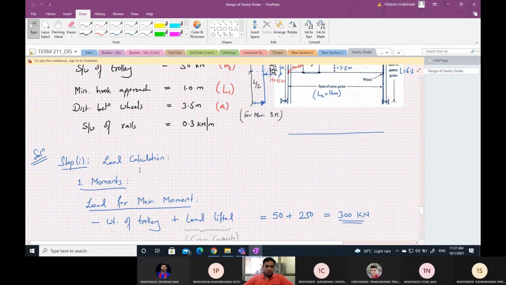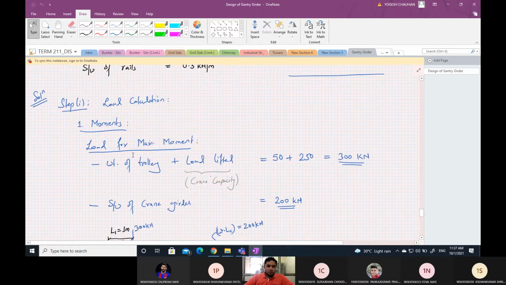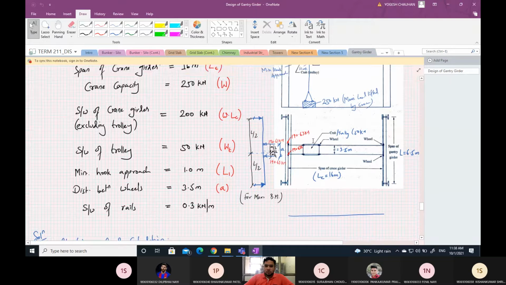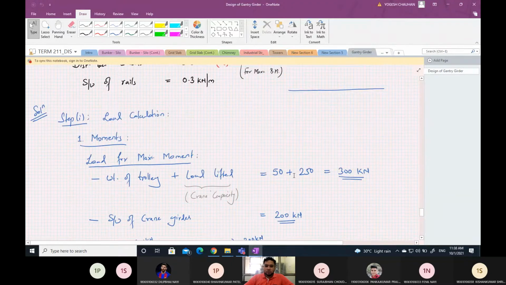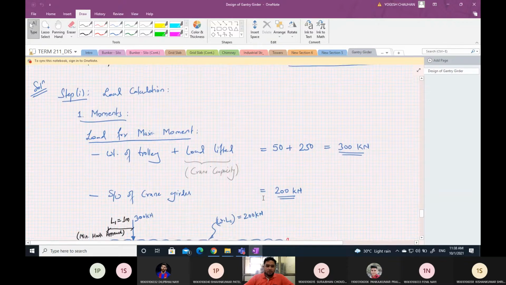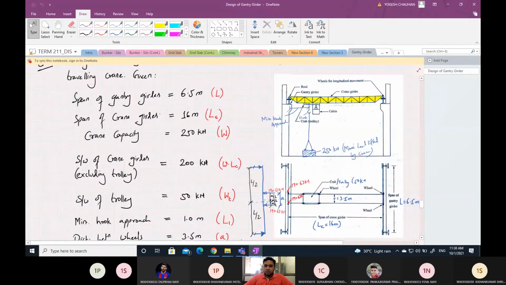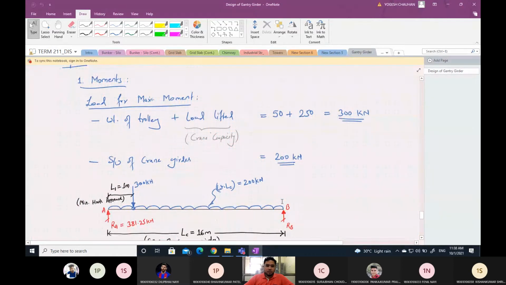So we calculate the loads. For maximum moment, we find the loads. The weight of the trolley plus load lifted: the capacity of the crane is 250 kilonewton, so the maximum load it can lift is 250 kilonewton plus the self-weight of the trolley, which is 50 kilonewton. So 250 plus 50 is 300 kilonewton. Then the self-weight of the crane girder is 200 kilonewton, as given in the data.